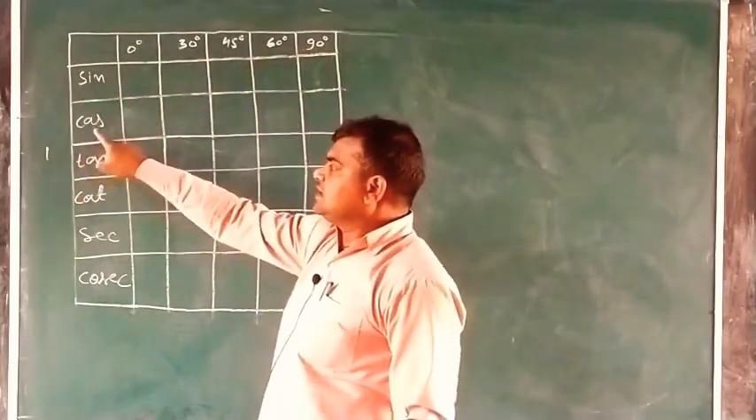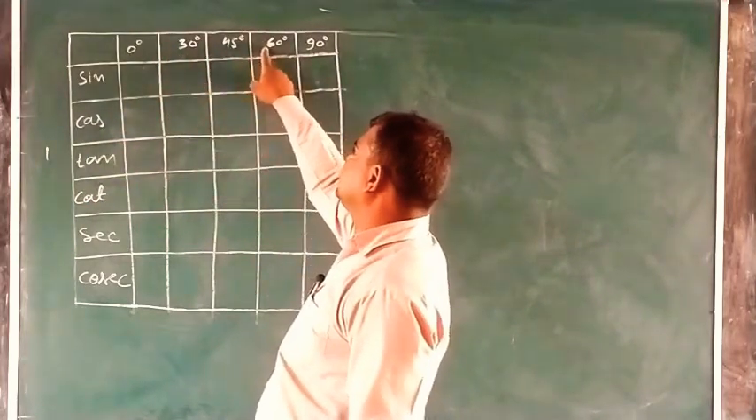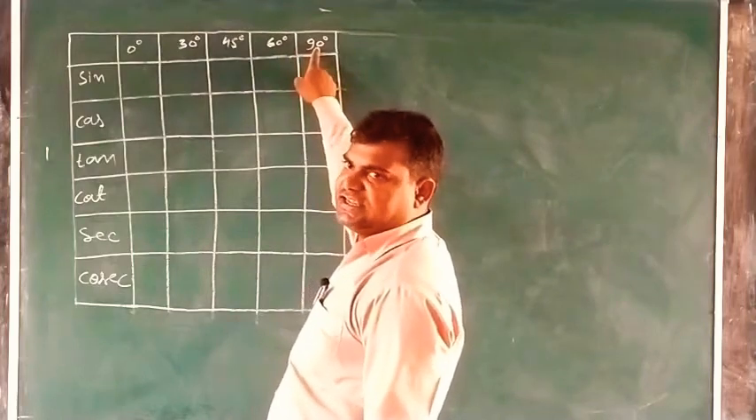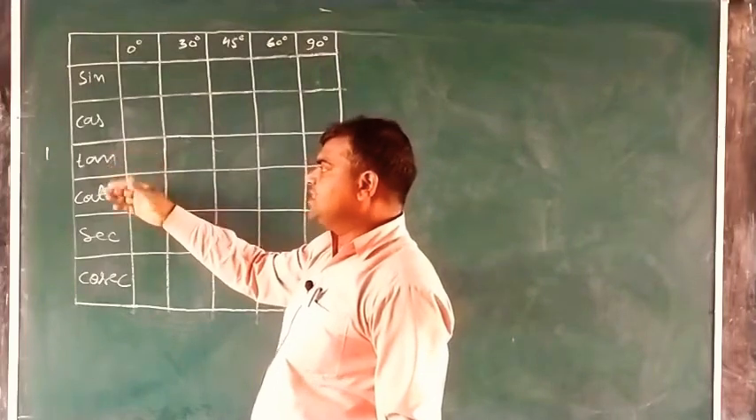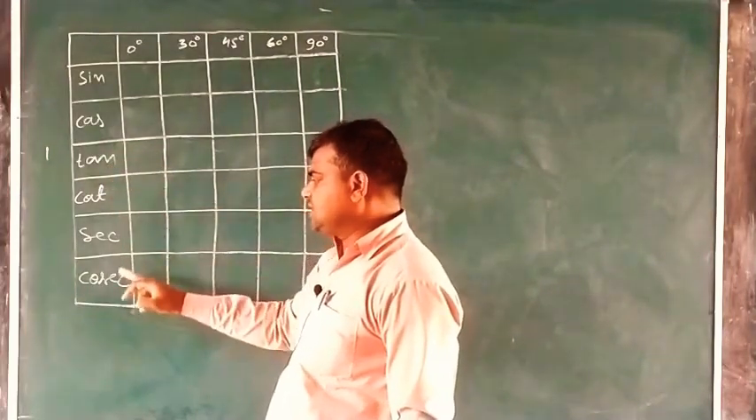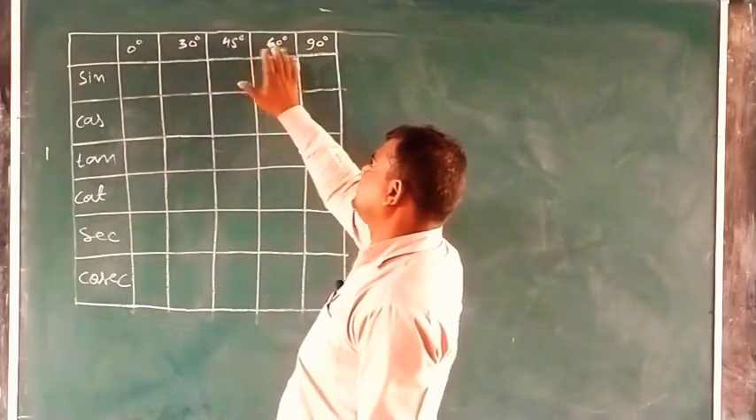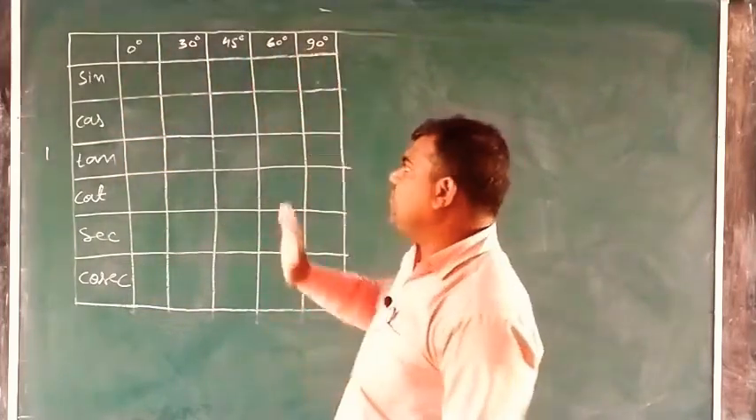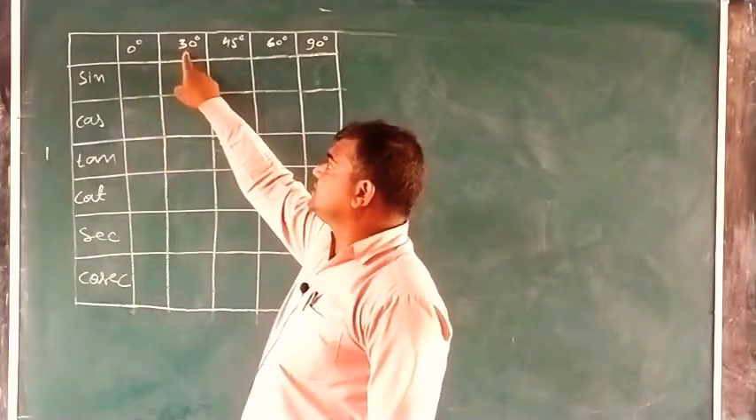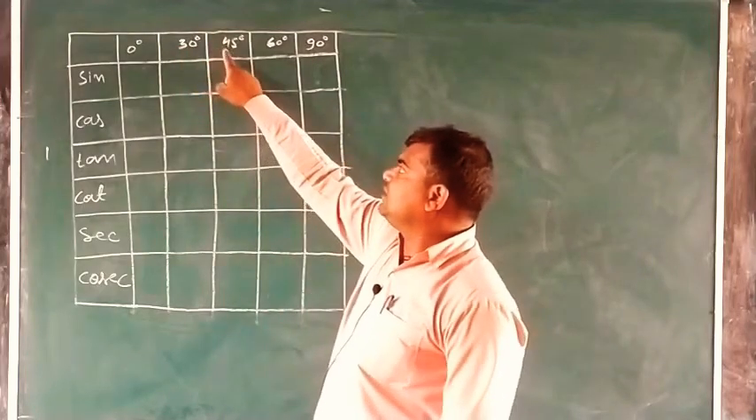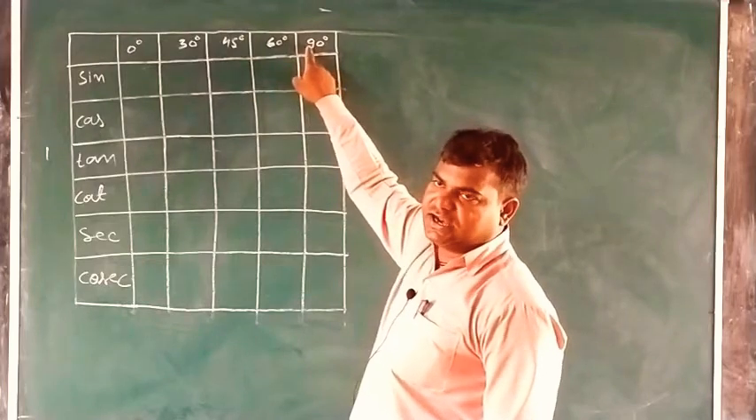Similarly, cos 0 degree, 30 degree, 45 degree, 60 degree and 90 degree respectively. And similarly, we will find the value of tan, cot, sec and cosec for the angles 0 degree, 30 degree, 45 degree, 60 degree and 90 degree. Here we have 5 angles: first 0 degree, second 30 degree, third 45 degree, fourth 60 degree and last 90 degree.